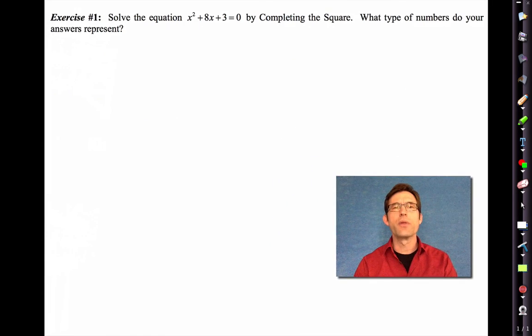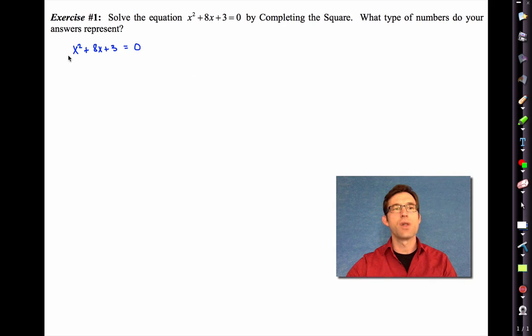The quadratic formula really comes from the method of completing the square. So I thought we would start with that. A little review on how to solve a quadratic using completing the square. So we're going to solve x squared plus 8x plus 3 equals 0 by completing the square.